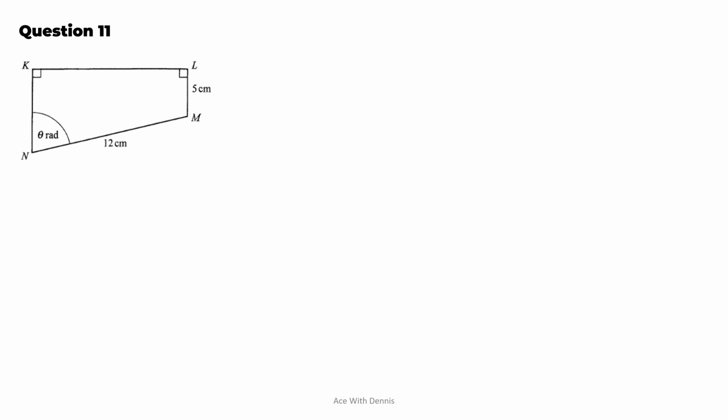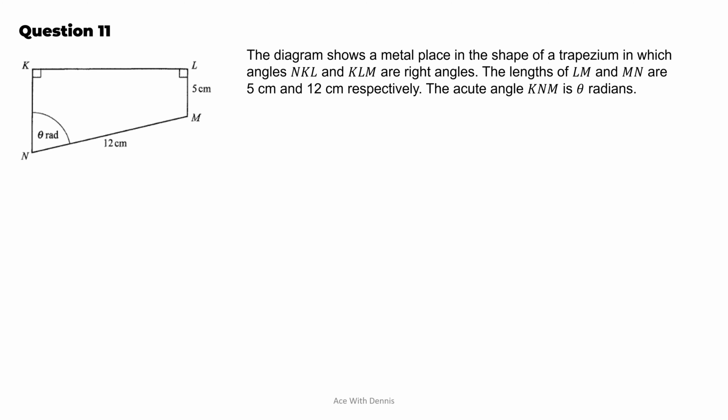Question 11. The diagram shows a metal plate in the shape of a trapezium in which angles NKL and KLM are right angles. The lengths of LM and MN are 5 cm and 12 cm respectively. The acute angle KNM is theta radians. Part 1. Show that the perimeter P cm is given by P equals 22 plus 12 cosine theta plus 12 sine theta. 2 marks.